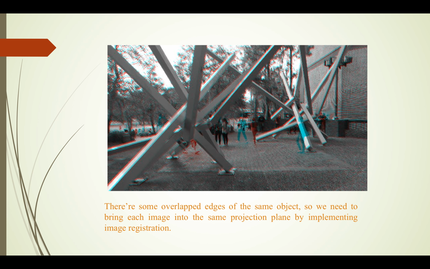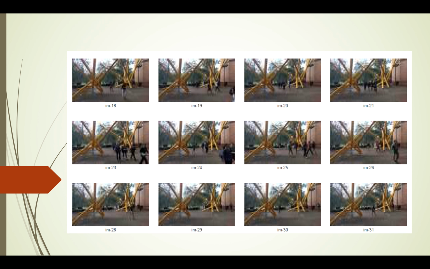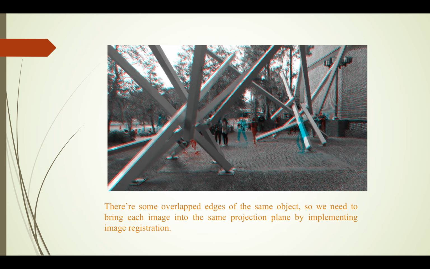But if I just simply blend these images together without any pre-processing, the images would be overlapped and cannot be used. So it's like this. There are some overlapped edges of the same object. So we need to bring each image into the same projection plane by implementing image registration.